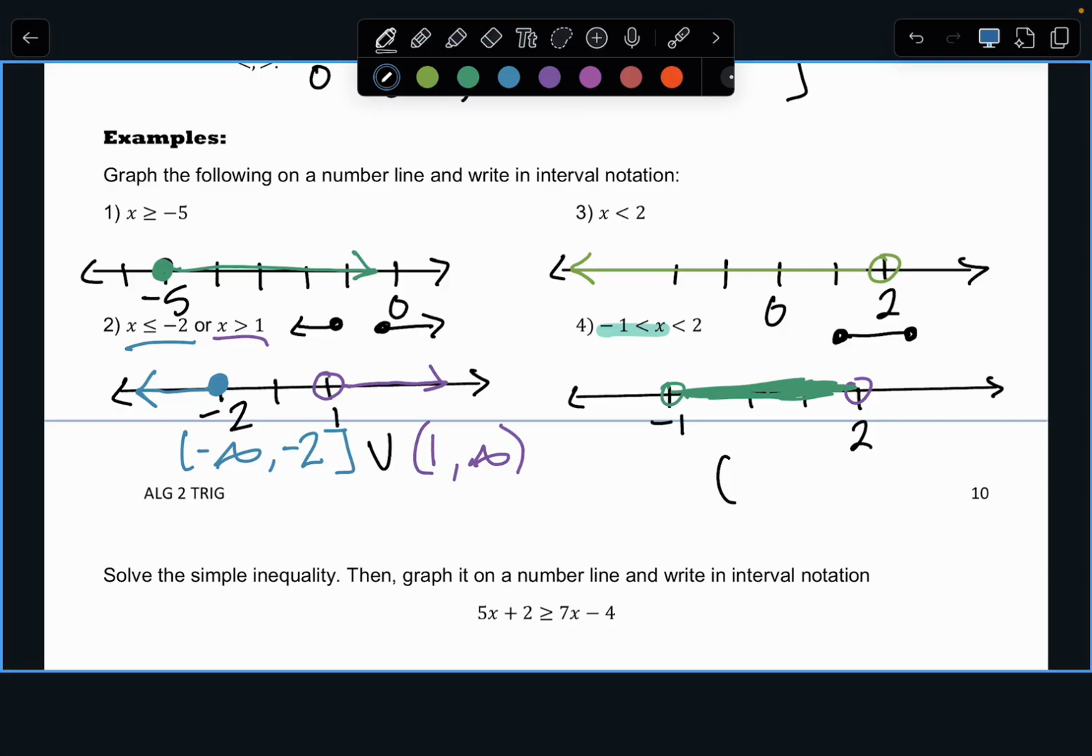Let's look at an interval for this one. What's the smallest possible number? -1. Yeah, -1. Parenthesis or bracket? Parenthesis. What's my highest number? 2. Parenthesis or brackets? Parentheses. Do I have anything else on my graph? No. So just -1 to 2, both not included.